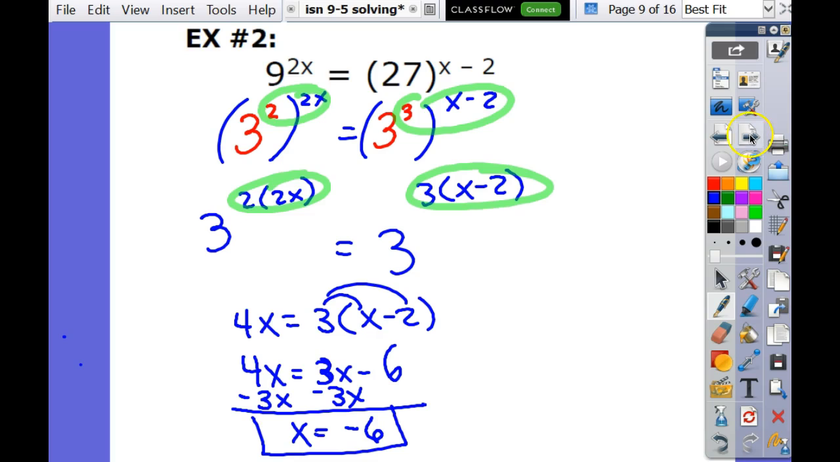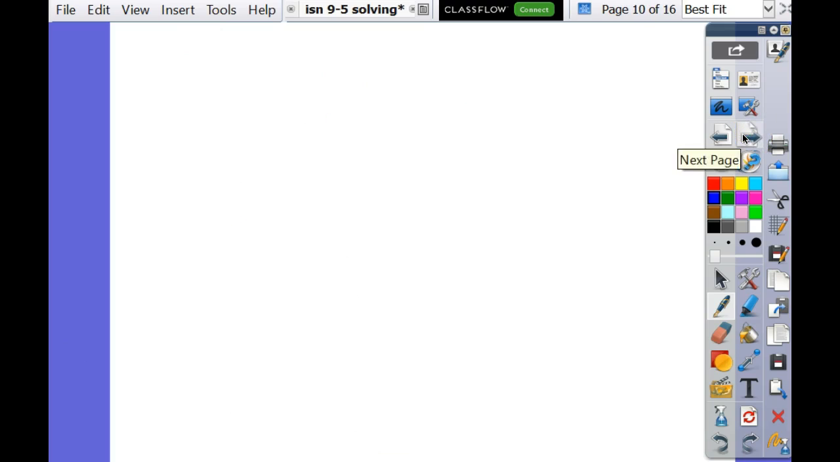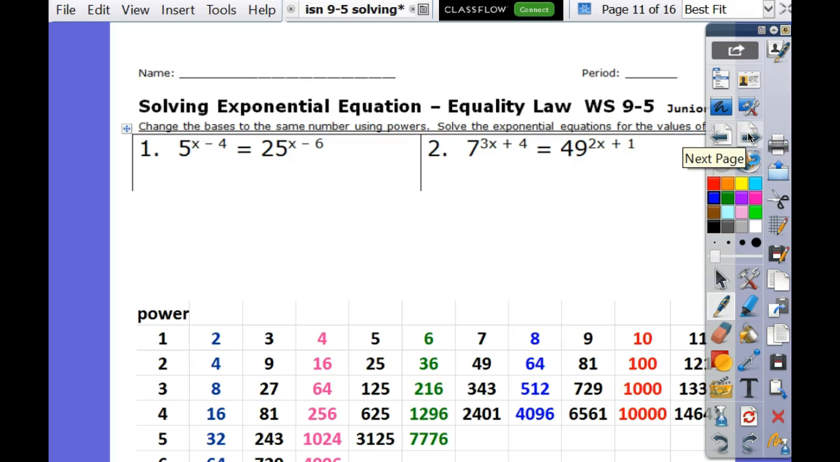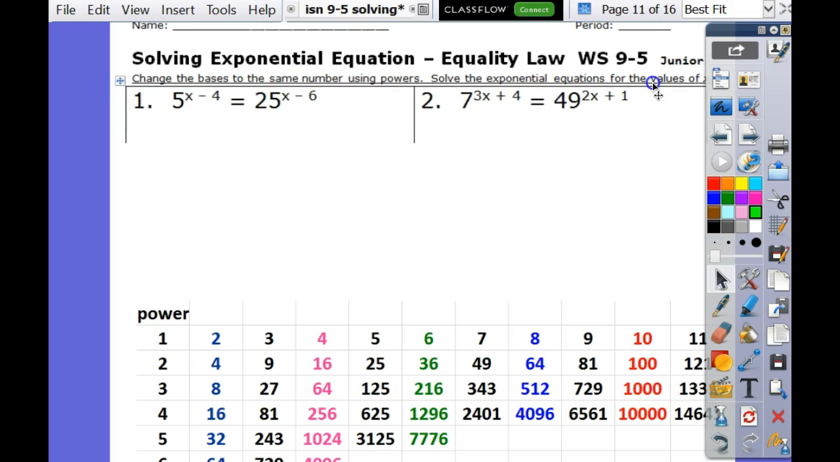All right. Before we go on to the next example, I would like you to go look at the homework paper. I want you to complete problem number 1 and 2 on your homework paper. Right now, problem 1 and 2.